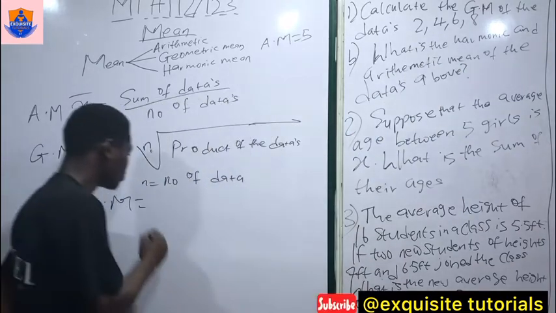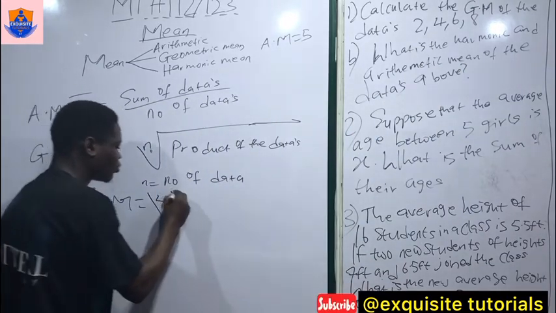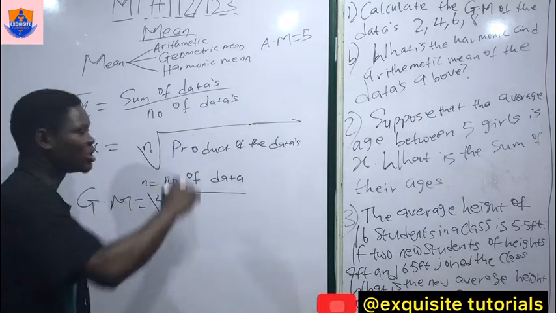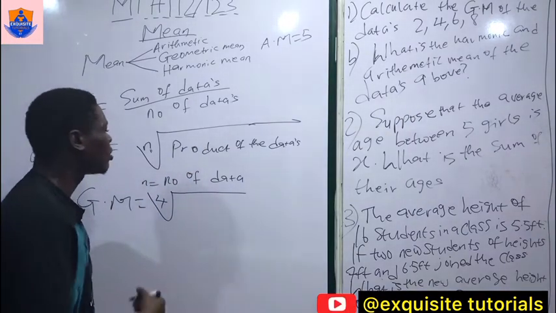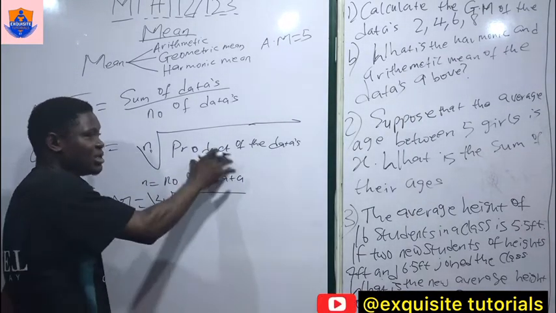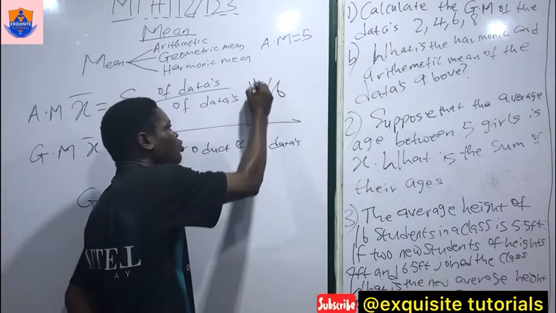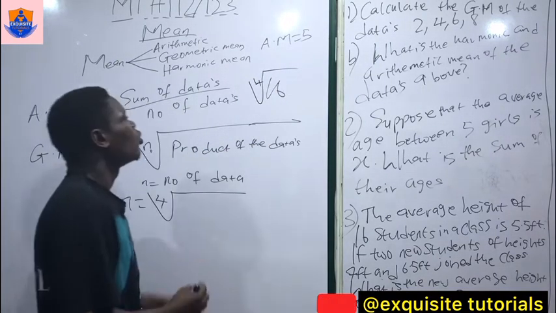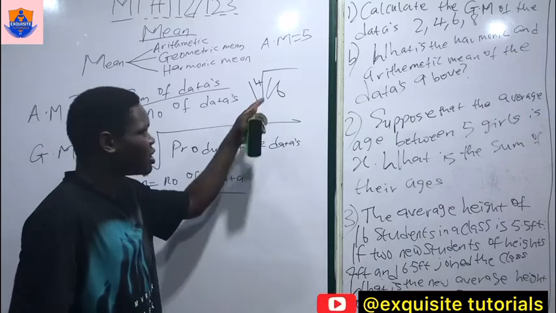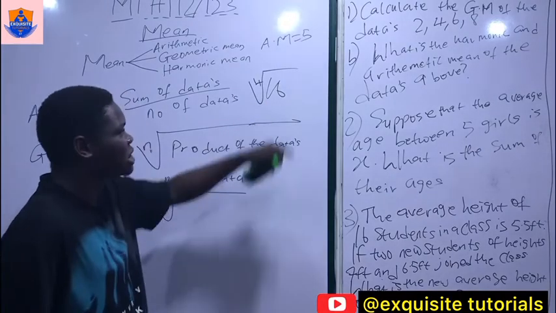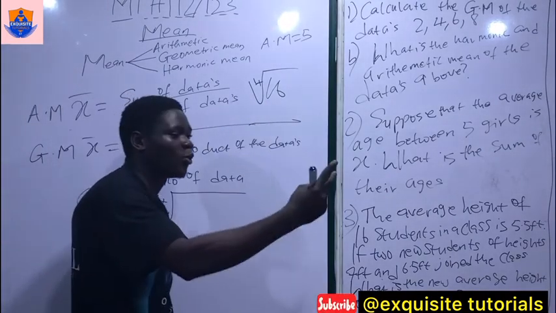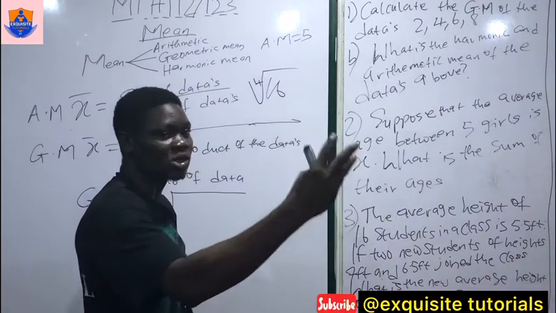So our geometric mean will be, how many data are here? We have 4 data, so we have the 4th root. Mind you, this is not square root, it means 4th root. Which number will I multiply 4 times to get this? That is what it means. Let's say you have 16 and you're asked to find the 4th root of 16. What this means is, which number will I multiply by itself 4 times to give me 16? That's 2. 2 times 2 is 4, times 2 again is 8, times 2 is 16.